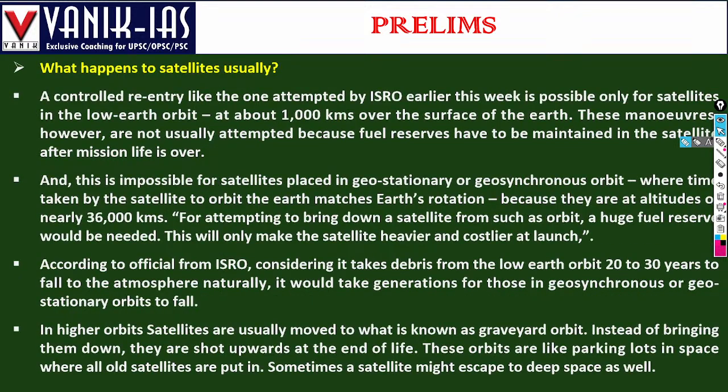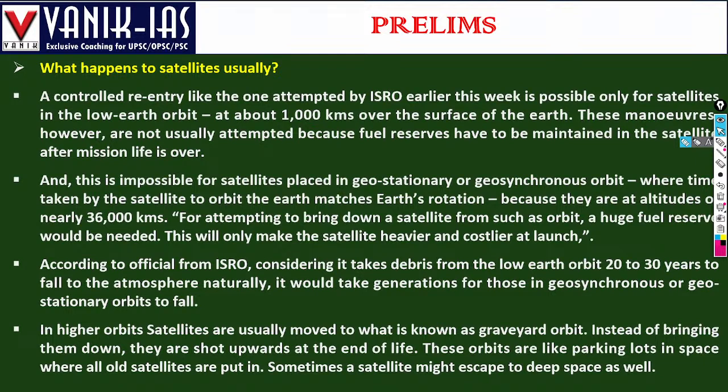Right? What happens to a satellite usually? A controlled re-entry like the one attempted by ISRO earlier this week is possible only for satellites in low Earth orbit, at about 1,000 km over the surface of the Earth. These maneuvers, however, are not usually attempted because fuel reserves have to be maintained in the satellite after mission life is over.